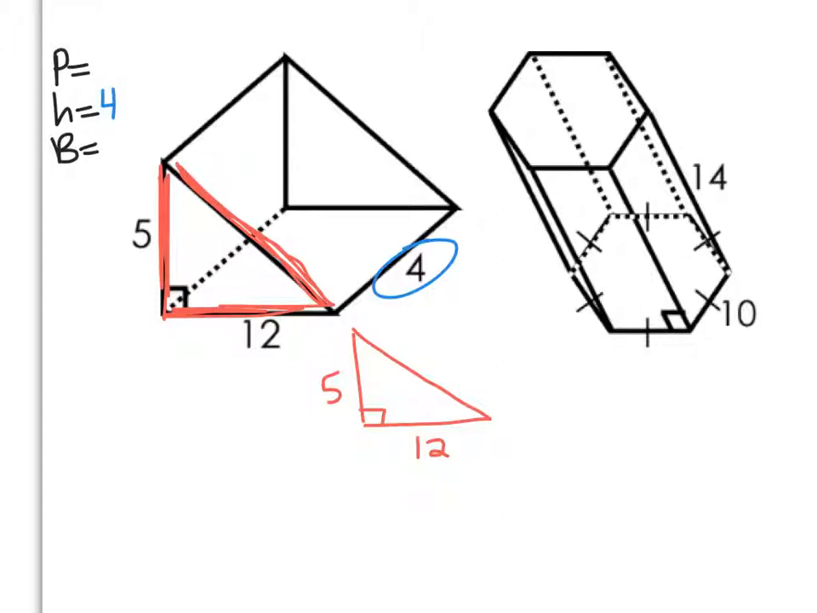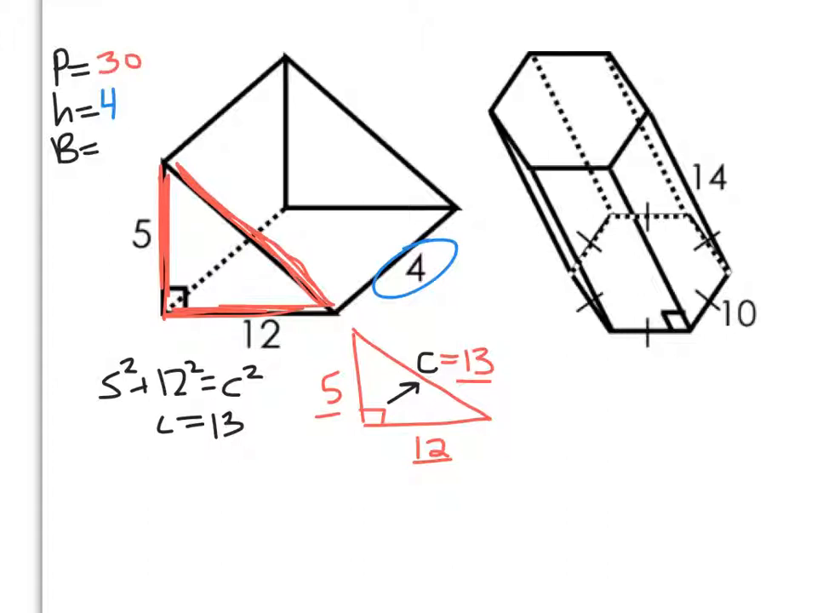So for me to find perimeter of my base, which I've drawn in red, I need to get what this side is, and it's a right triangle, so I can use Pythagorean Theorem. Now, isn't it so nice that I gave you a Pythagorean triple, so 5 squared plus 12 squared equals 13 squared. So if that side is 13, and we add 13 plus 12 plus 5, we get that my perimeter is 30.